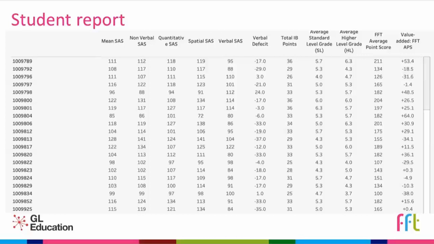This table is very useful for sorting. So if you want to sort, for example, on value added, you would simply click on the sort for the column heading for value added, and you'll be able to see the students that have the highest down to lowest value added scores. Alternatively, you might want to sort on attainment or IB points, or even the CAT scores. So it's very useful for ranking and sorting your students.